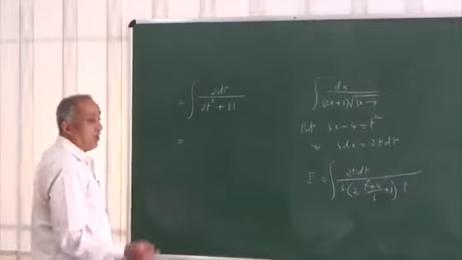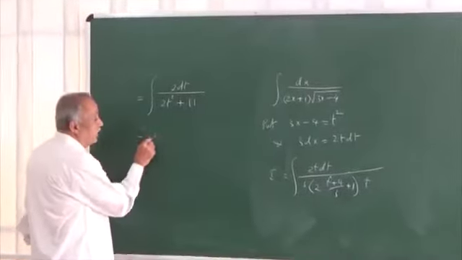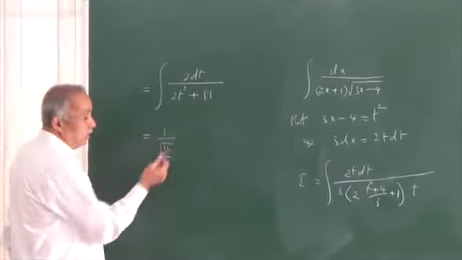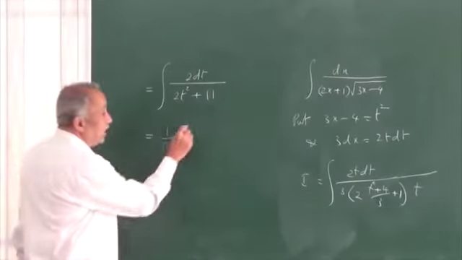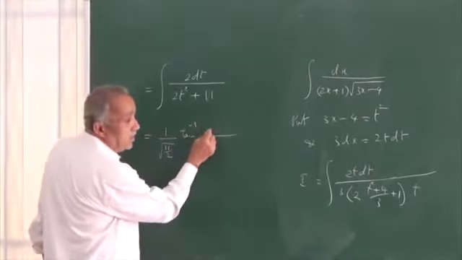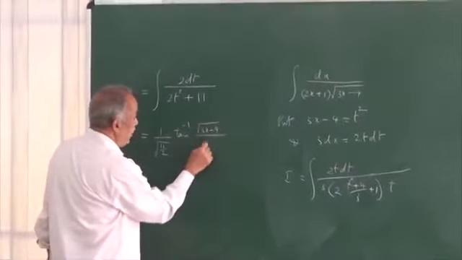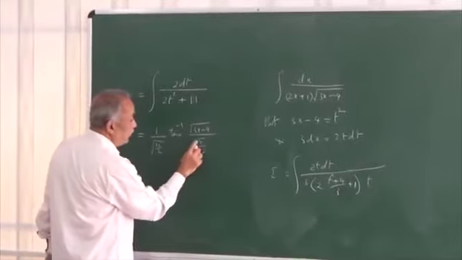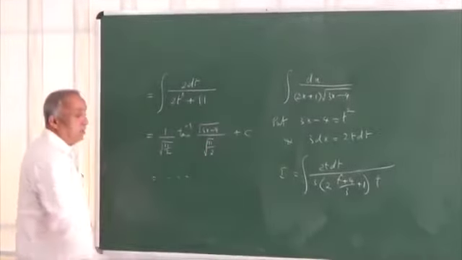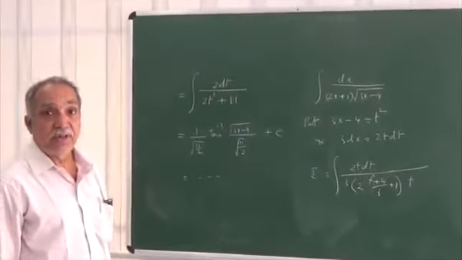Taking the help of a standard result, I find the integral as 1 by a root 11 by 2 tan inverse t by a. My t is root of 3x minus 4 by a root 11 by 2 plus a constant of integration. Integration job is finished.